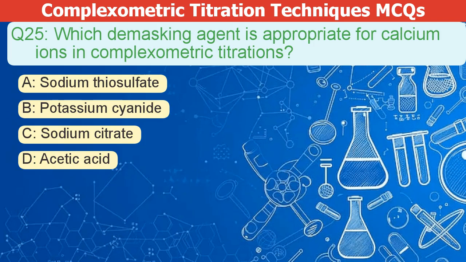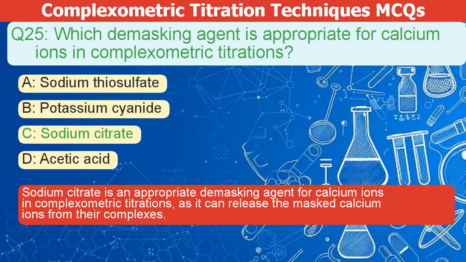Which demasking agent is appropriate for calcium ions in complexometric titrations? A. Sodium thiosulfate. B. Potassium cyanide. C. Sodium citrate. D. Acetic acid.